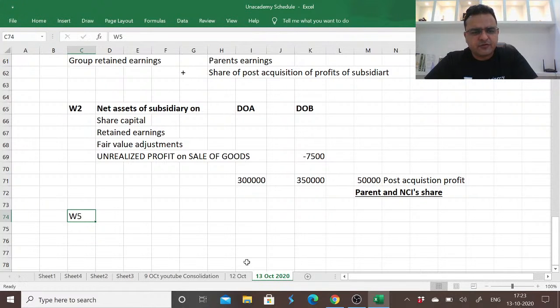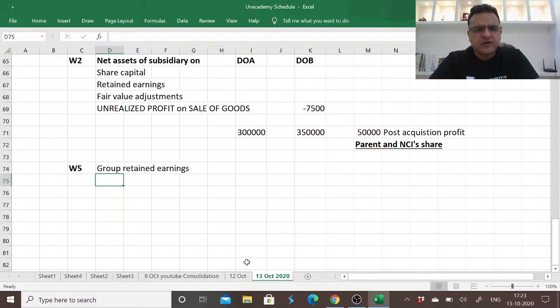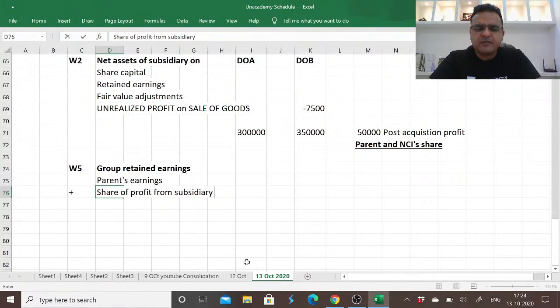But if parent sells goods to subsidiary, then working note number 5 is group retained earnings. Group retained earnings represents parent's earnings. It represents share of profit from subsidiary belonging to parent. Now this share of profit from subsidiary, when subsidiary was selling to parent, if there was any unrealized profit, it got treated here, and this post acquisition profit is after eliminating unrealized profit, automatically treated.